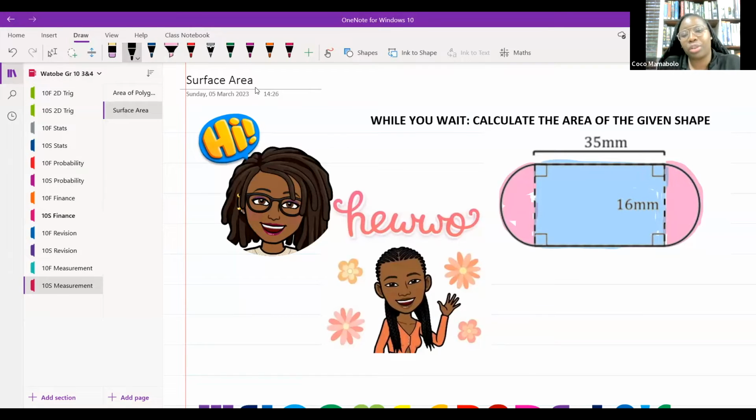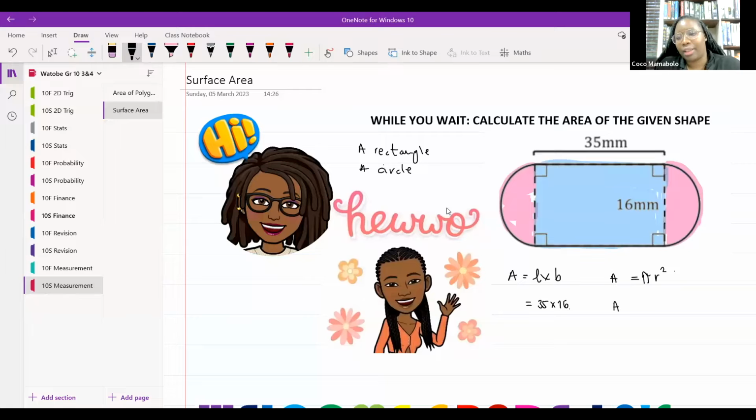So what I'm actually going to do is calculate the area of the rectangle, and then calculate the area of a circle, and then put these two together. I know that the area of a rectangle is length times breadth, and the area of a circle is pi times radius squared. All right. So the area of my rectangle is 35 times 16.